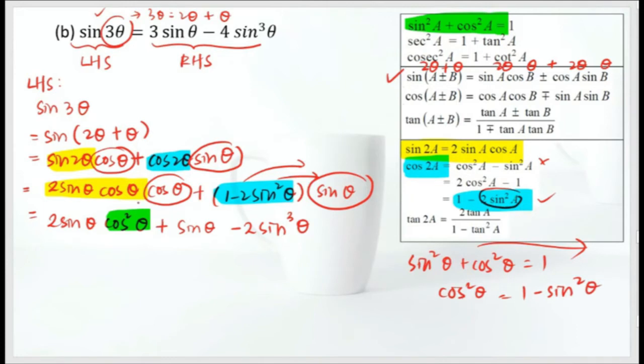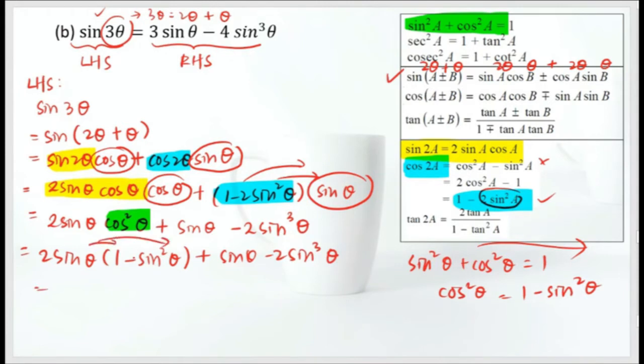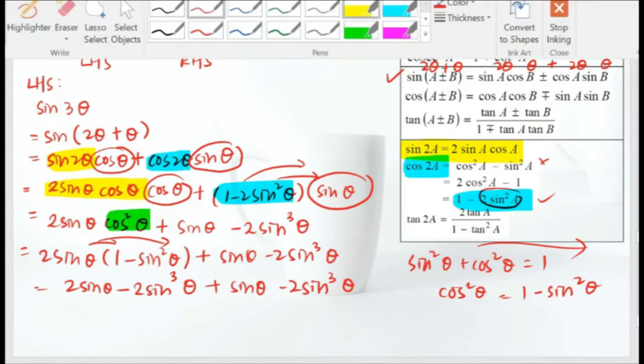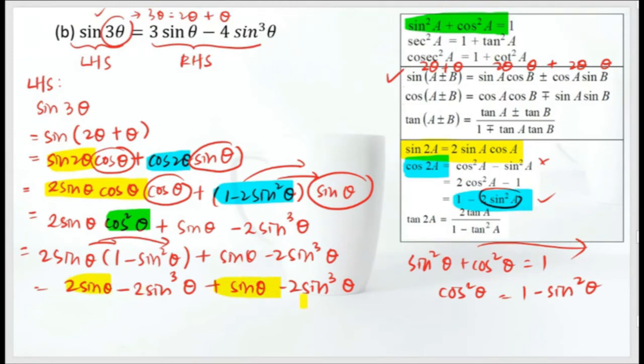Okay, so we change it up. Cos square theta, 2 sine theta, 1 minus sine square theta. Okay, this one copy down: sine theta minus 2 sine cube theta. So multiplying 2 sine theta, positive, negative, minus 2 sine cube theta, plus sine theta minus 2 sine cube theta.